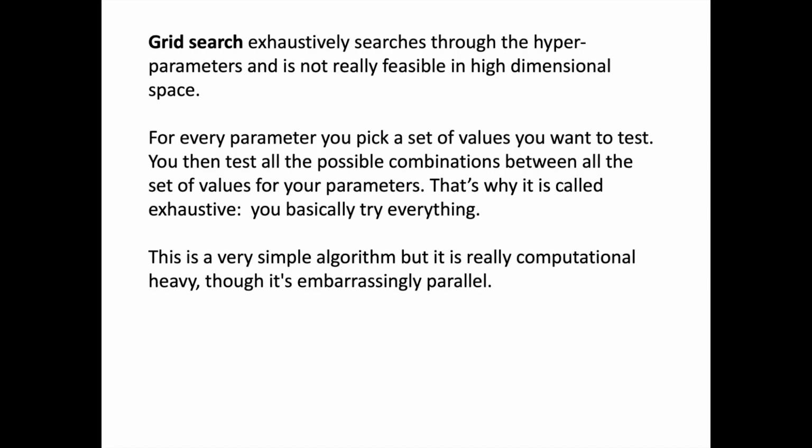So just imagine, for every parameter that you have to fix, you pick a set of values you want to test. Basically, it should be a closed list, a list of all the values you have to test. Then grid search just combines all the possible combinations of these parameter values and tests each of them. It is really exhaustive in the sense that it will just try everything that you told it potentially to try. It's very simple, it's quite effective in certain cases, but it is really computationally heavy.